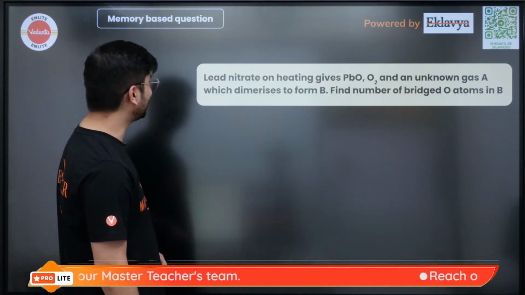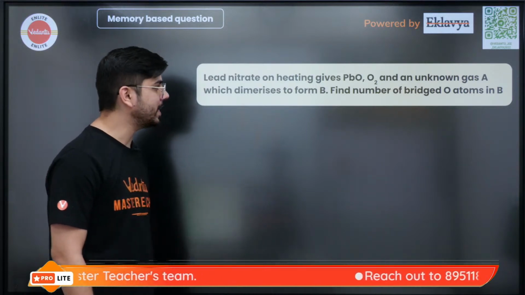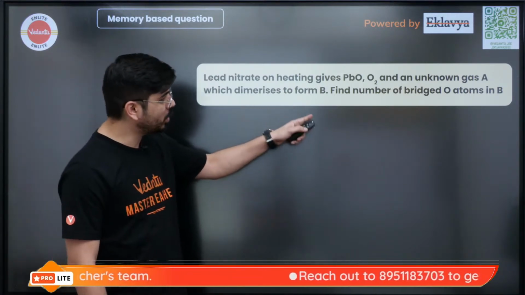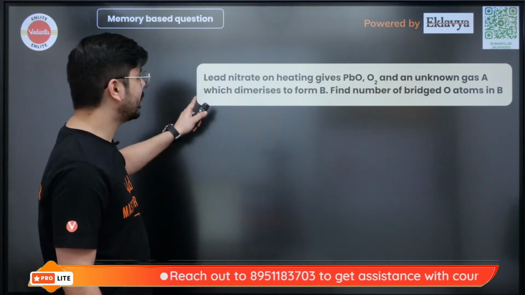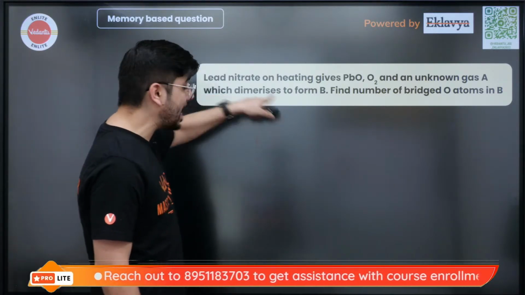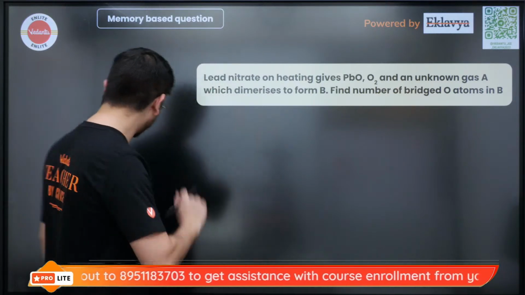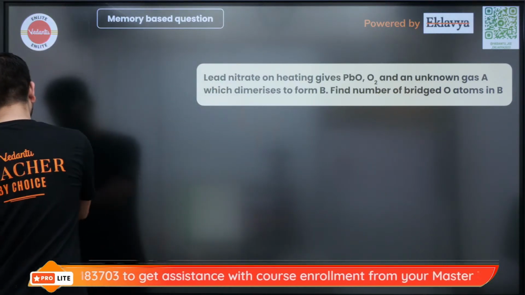All right, moving ahead. Lead nitrate on heating gives us PbO, O2, and there is an unknown gas. This unknown gas dimerizes. Now you know what? I'll tell you, there is a hint in this question.